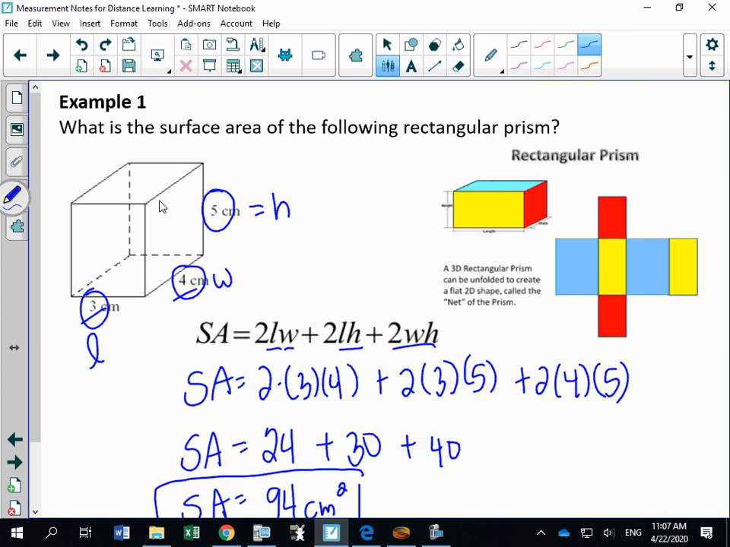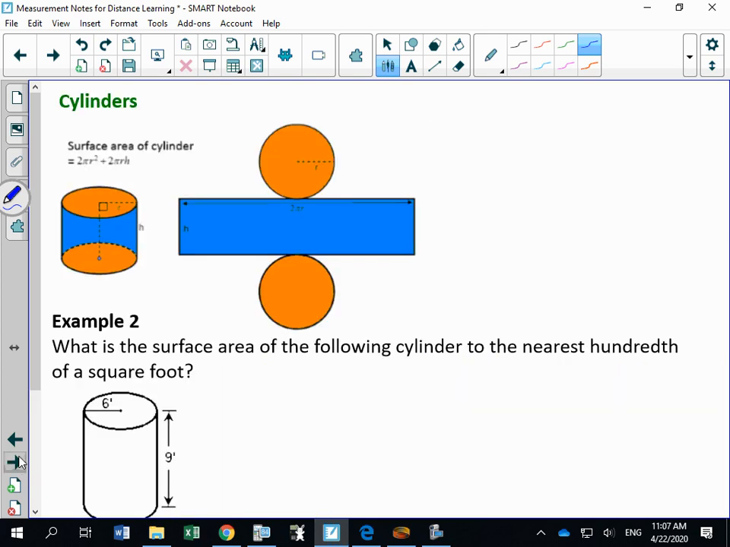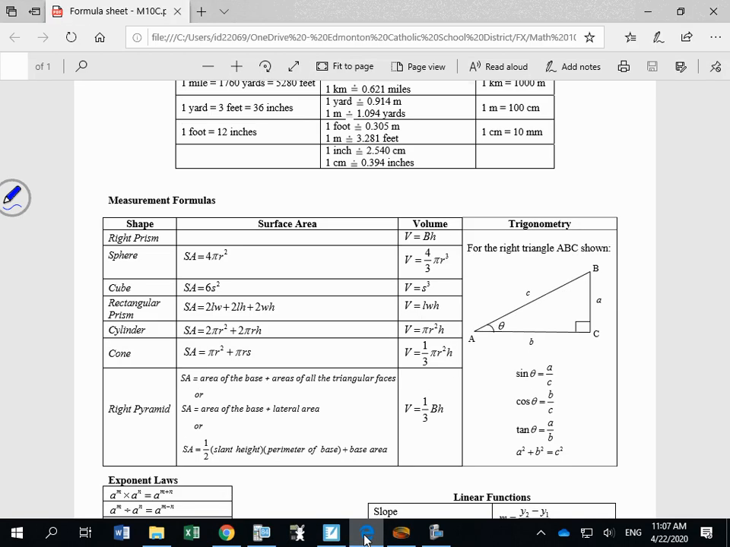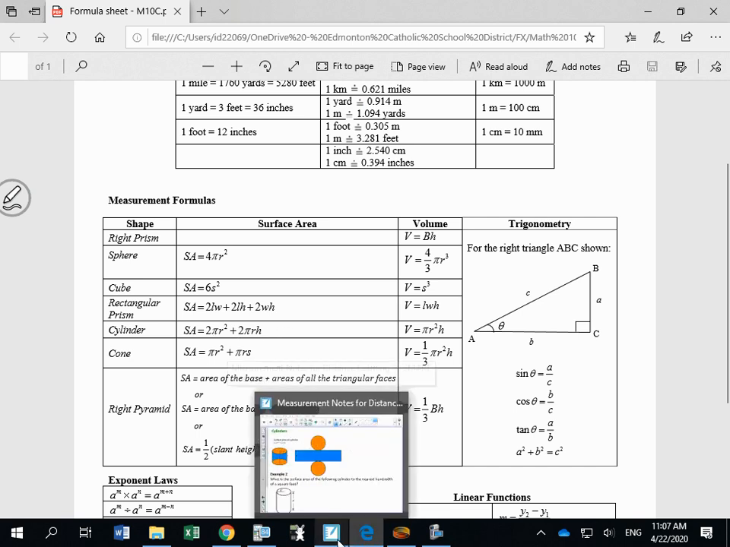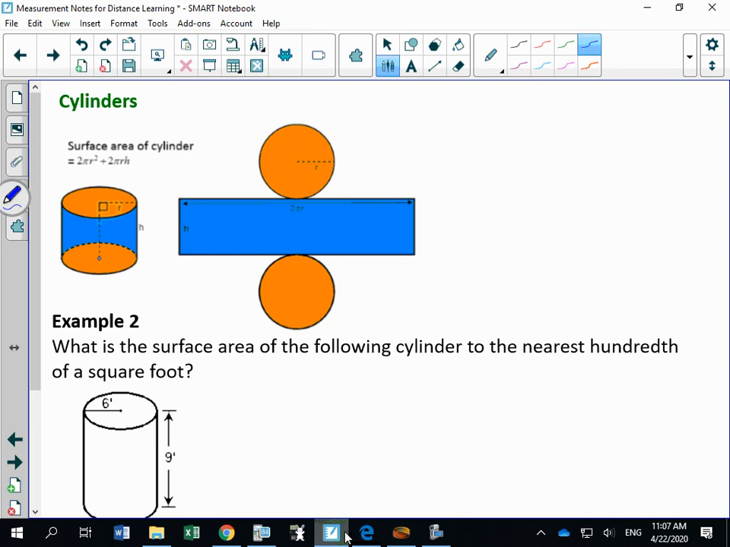Okay, so that's the first shape that you need to be able to calculate. The second shape that you need to be able to calculate is a cylinder. So what I want everybody to do is look at your formula sheets and see if you can find cylinder, because a lot of this is just being able to locate the shape on your formula sheet. So if I go down here, here's where it says cylinder, and it says surface area is equal to 2 pi r squared plus 2 pi r h. So I'm going to write that down, and then we're going to break this formula down. So the surface area of a cylinder is equal to 2 pi r squared plus 2 pi r h.